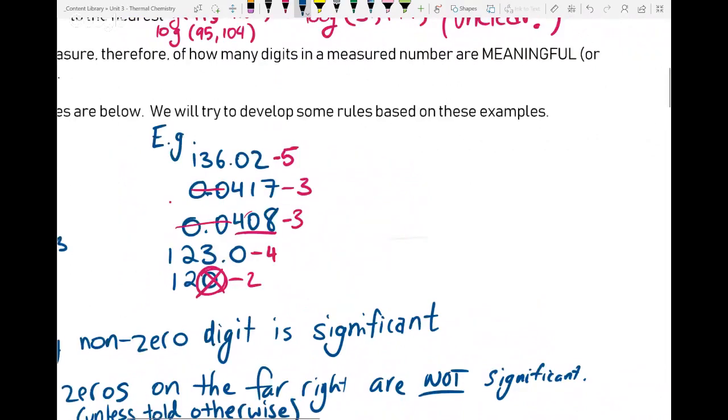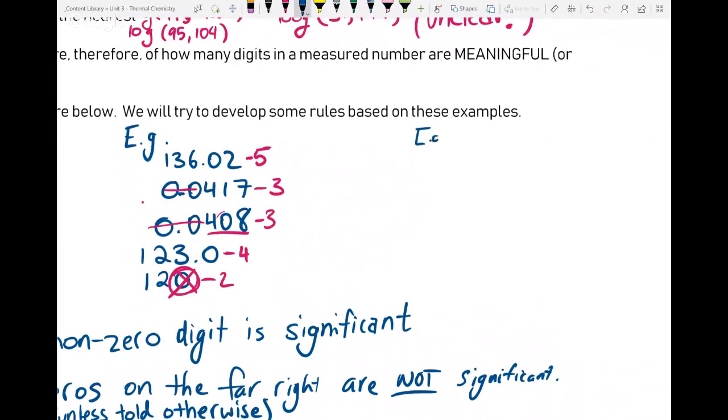Let's try just one more set of them, just to make sure we're all on the same page. Let's say 0.0300, 118.52, 97.103, and 104. So take a minute, do those, and then we'll come back.